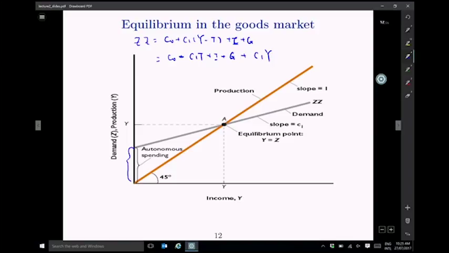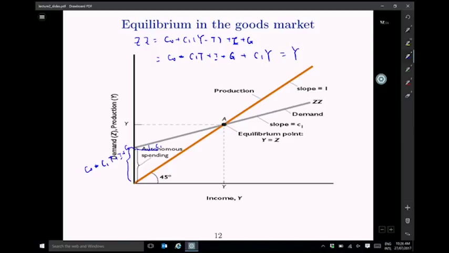This is what we call the autonomous spending. That is, even when income is zero, you still have this spending in the economy. And we also have a positive slope, that's C1, determined by the marginal propensity to consume. Now, what's the equilibrium condition? This is the aggregate demand, an upward sloping line. And remember, the equilibrium condition is that aggregate demand determines output Y.